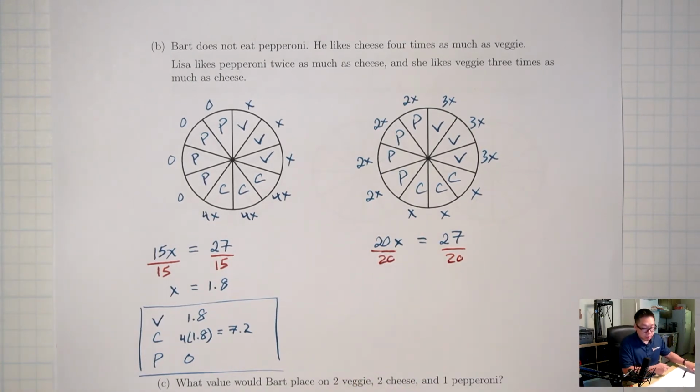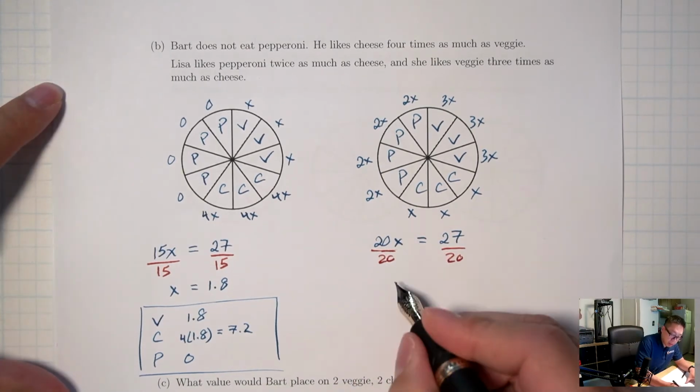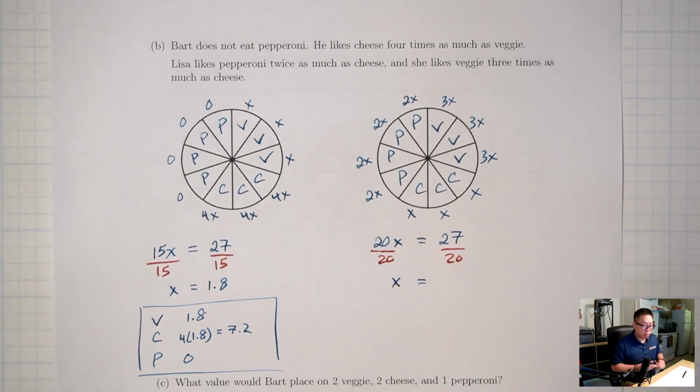On the left side, the 20s will cancel out, and you'll just have regular x. On the right side, 27 divided by 20 is 1.35.